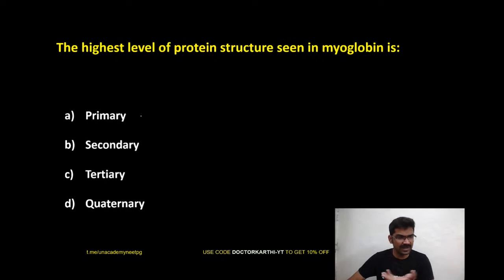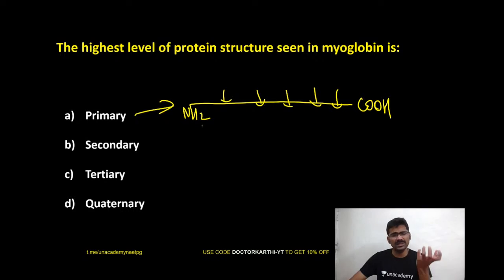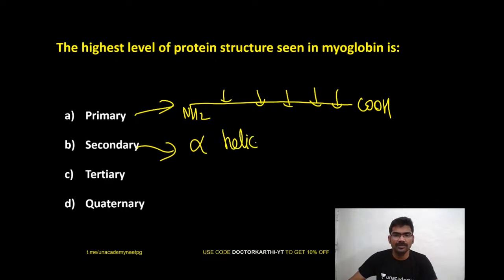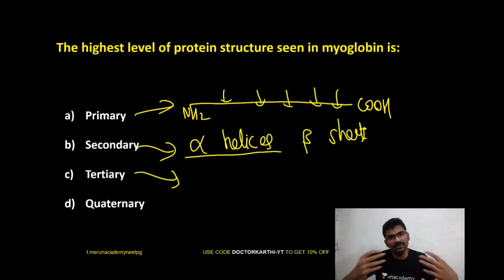First of all, let's revise all these things. What is primary structure? Primary structure is nothing but the sequence of amino acids linked by peptide bond, from amino terminal to carboxy terminal. That will be there obviously in myoglobin. Secondary structure is alpha helix and beta sheets. There are alpha helices in myoglobin. Tertiary structure is the three-dimensional arrangement of this, so that will also obviously be there in myoglobin.